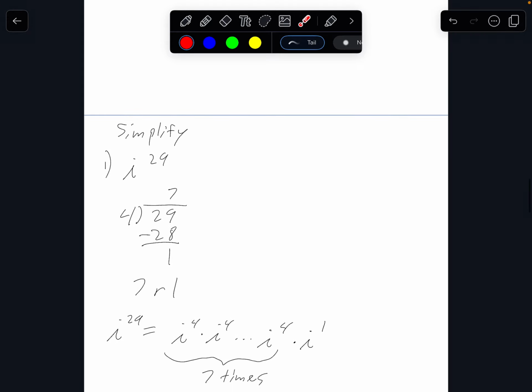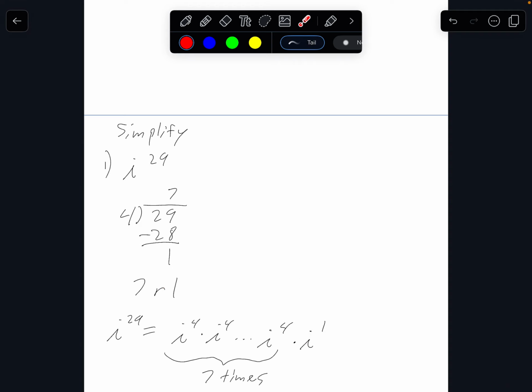That means this i to the 29th power can be factored utilizing i to the 4th times i to the 4th times i to the 4th times i to the 4th, 7 times. That's what this 7 represents. After the 7 i to the 4ths have been written out, there is i to the 1st left over. That is where the remainder of 1 comes in.